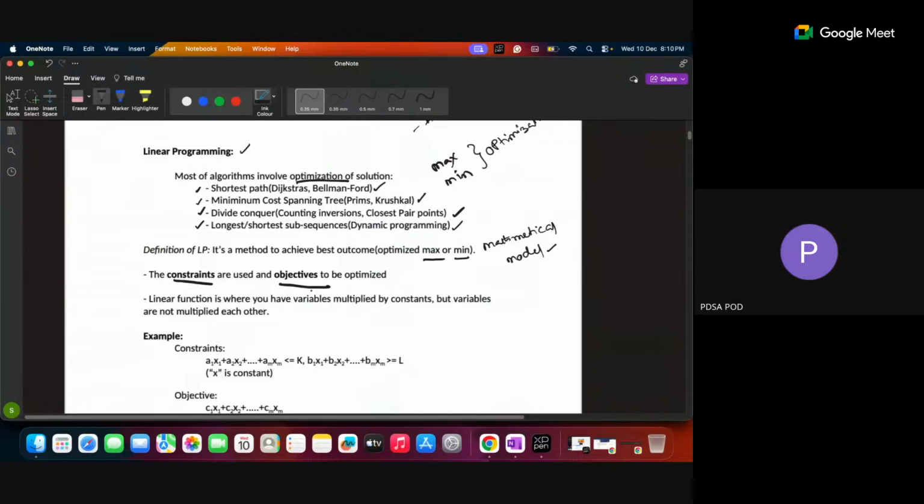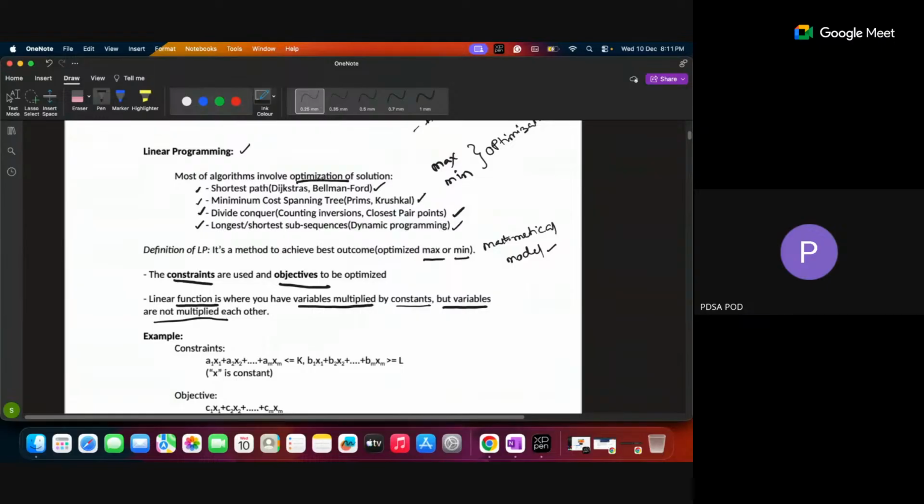We can say a linear function. Let us consider a linear function, maybe f of x, where you have a set of variables multiplied by a set of constants. We have constants and we have variables, but variables are not multiplied with each other. Remember, because we have some real-time scenario, if you investigate, definitely some constraints are defined.